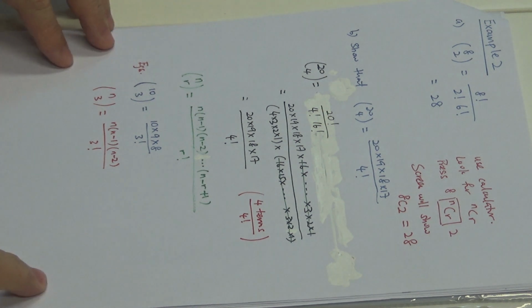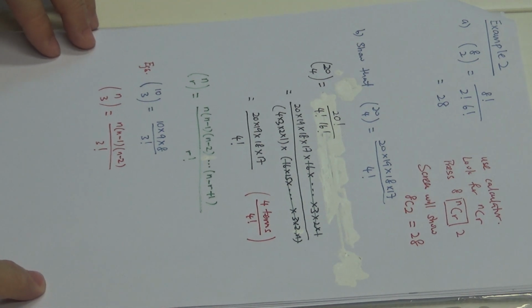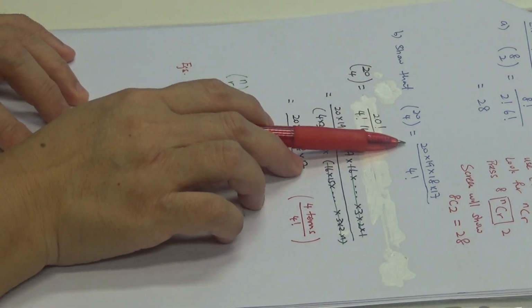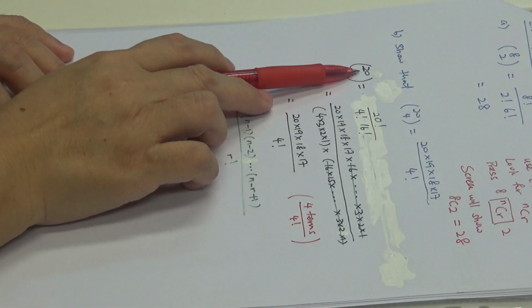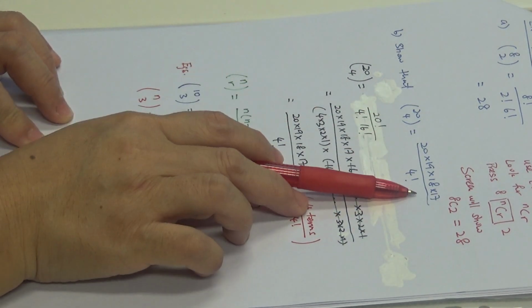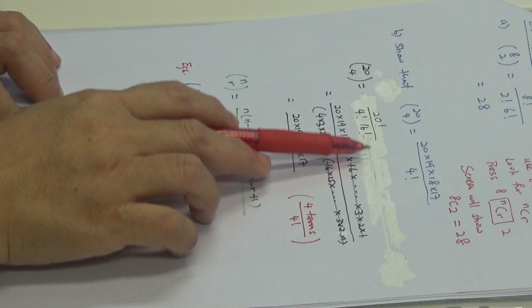Okay, now next I'm going on to part B. The question says, show that 20 choose 4 is this. Now I'm going to show 20 choose 4. You cannot use your calculator because you're supposed to show this. You're not supposed to find out the answer, so therefore you have to show.